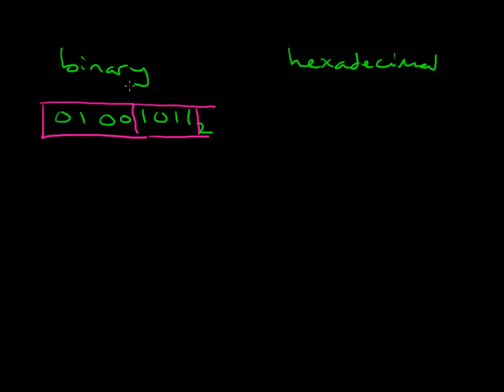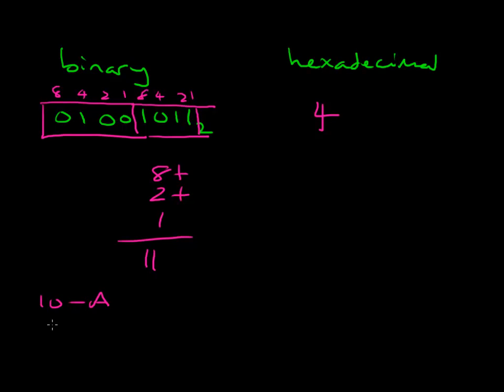So the first nibble here, we now go as 1, 2, 4, 8. So what's this nibble here? Well, it's just 4. And our second nibble here is 1, 2, 4, 8. Our second nibble will be 8 plus 2 plus 1, which is 11. Now remember, 10 is A, and 11 is B. So 4B is the hexadecimal equivalent of the binary number 01001011.